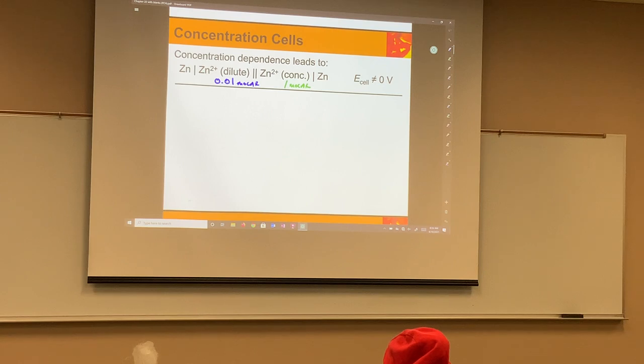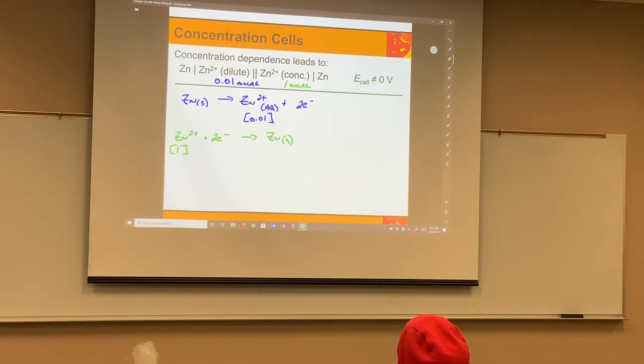So then essentially what's going on here is that zinc solid is going to make zinc 2+ aqueous plus 2 electrons, okay? And this is our 0.01 here, right? That's the concentration of that. And at the other end, we have zinc 2+ plus 2 electrons goes to make zinc solid. And this is our 1, okay? With me on this one? The easy thing about this is they balance themselves, right? Because if you're oxidizing or reducing yourself, it's automatically balanced.